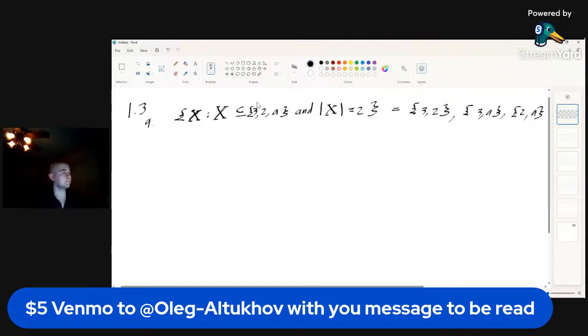Oh, right. It is the set. They wanted the set, so the large X means the set. The set such that the set contains, or no, this is a subset. Okay, we want the set X such that the set X is a subset of this set.